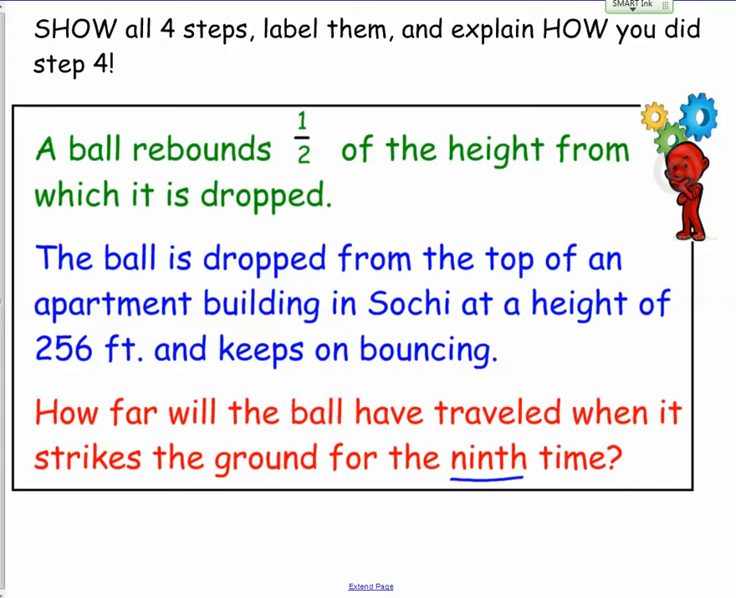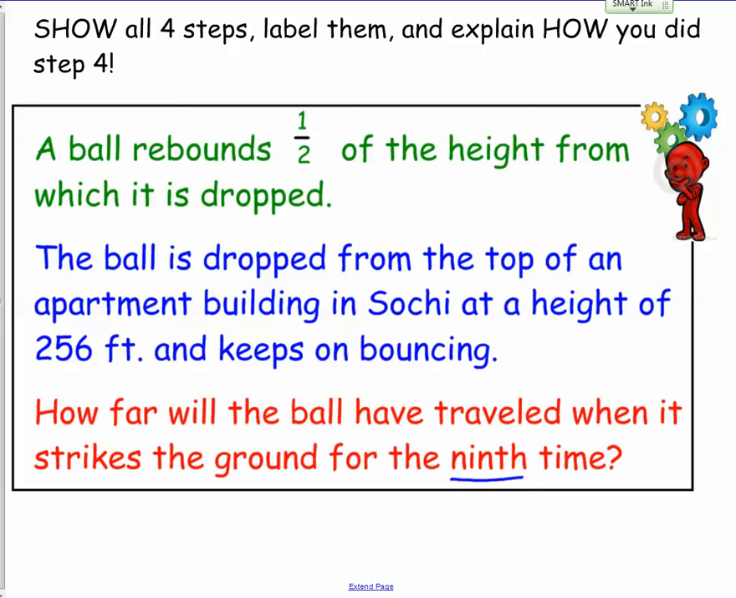A ball rebounds 1/2 of the height from which it's dropped. The ball is dropped from the top of an apartment building in Sochi at a height of 256, and it keeps on bouncing. How far will the ball have traveled when it strikes the ground for the 9th time?